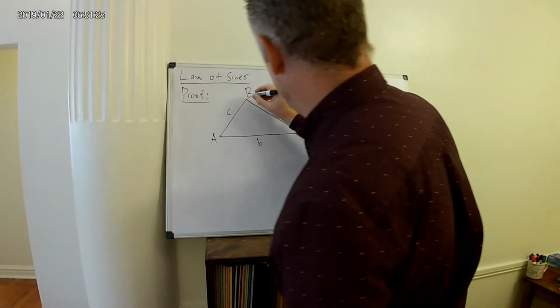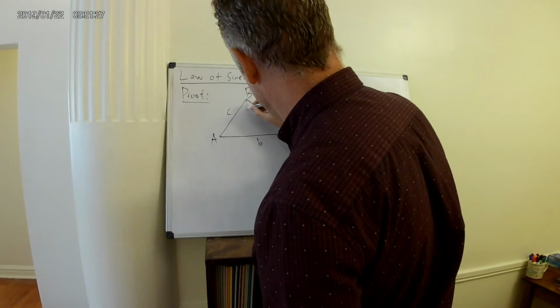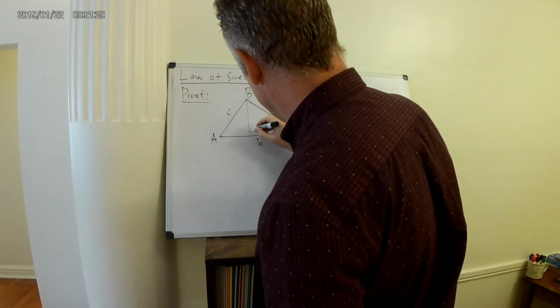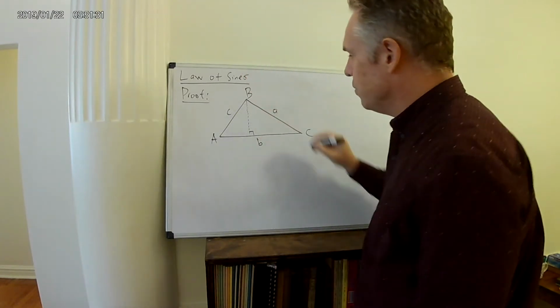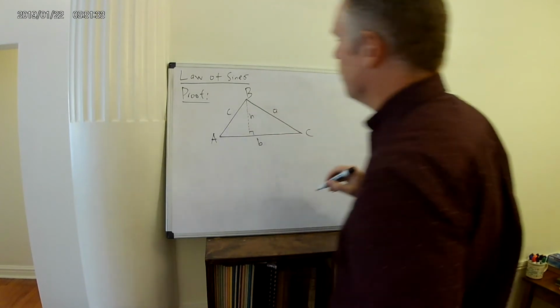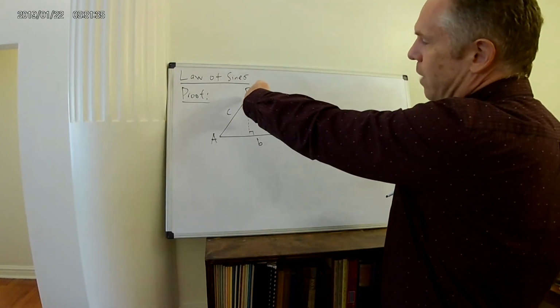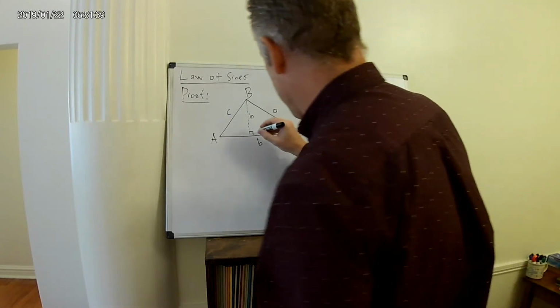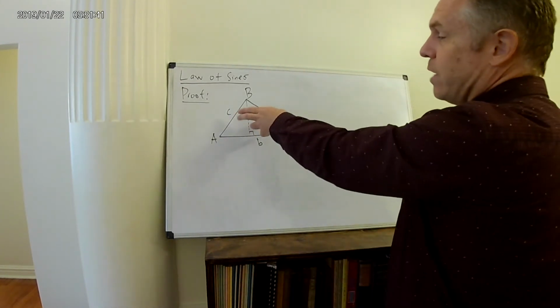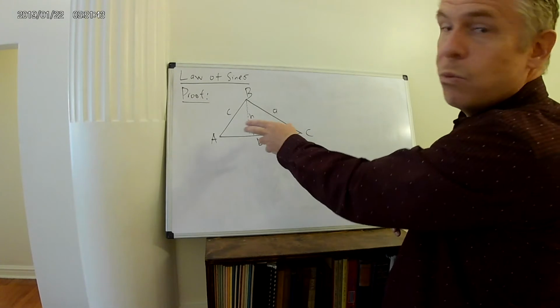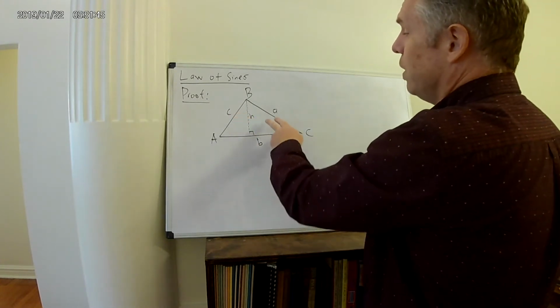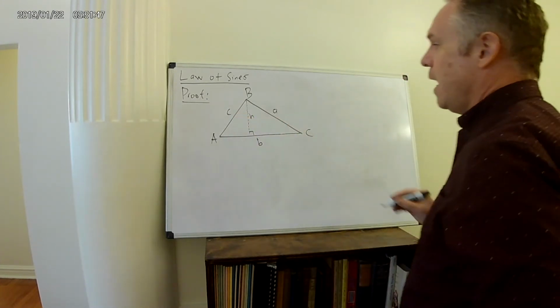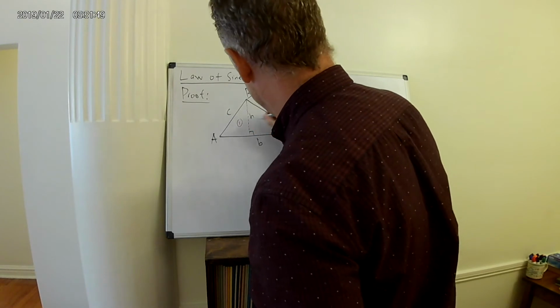What I'm going to do here is I'm going to drop down. I'm going to create a perpendicular line here. I'm going to call this H. So I'm going to drop a perpendicular line down from angle B down to side B. Okay, and this creates a right angle. And then now I've created 2 triangles here. I've created 2 right triangles. This is right triangle 1. This is right triangle 2. And so let me label this 1 and 2.